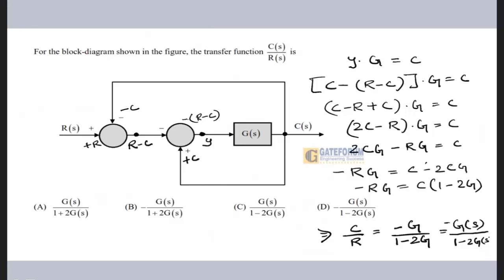So which option is it matching? Option D is the correct answer, right? Minus of g(s) divided by 1 minus 2 into g(s). So option D is the best fit answer.